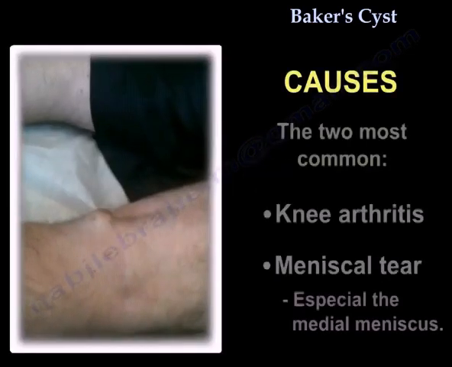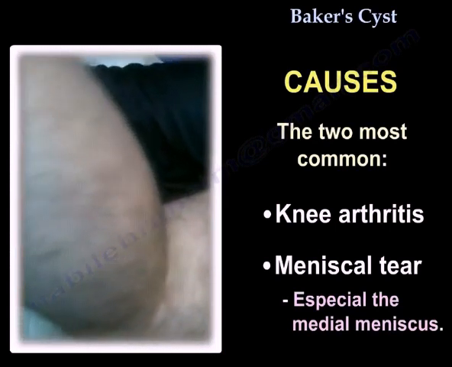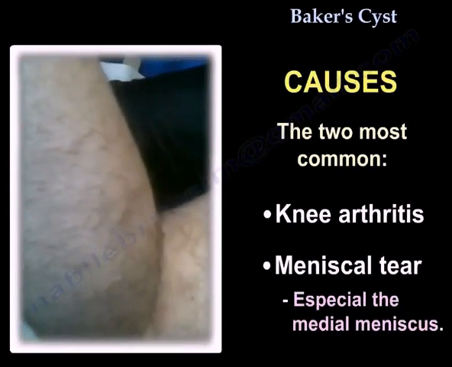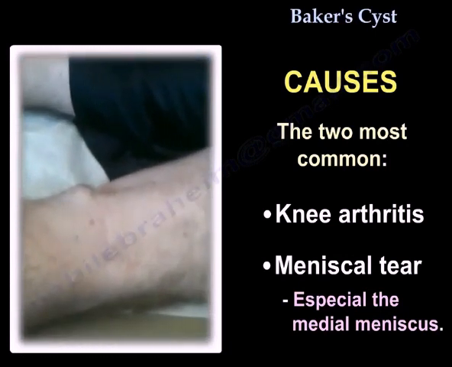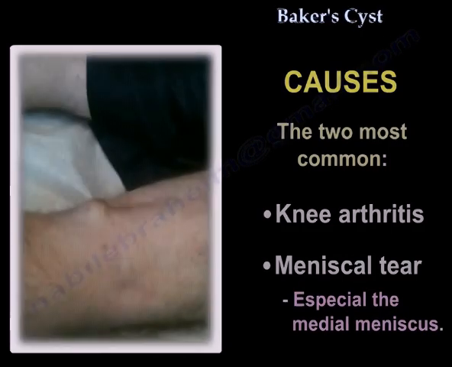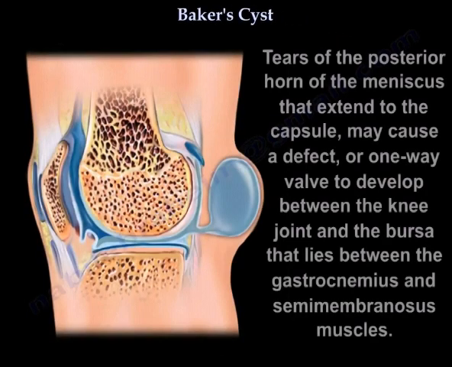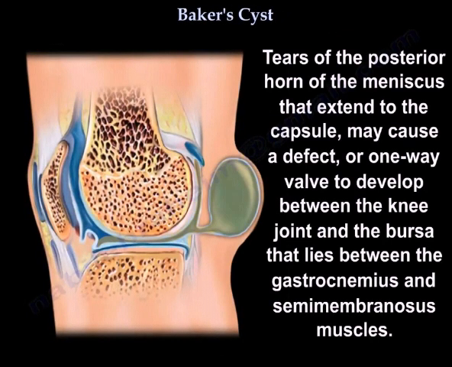So what causes the cyst? The two most common causes are knee arthritis and meniscal tear, especially the medial meniscus. Tears of the posterior horn of the meniscus that extend to the capsule may cause a defect or one-way valve to develop between the knee joint and the bursa that lies between the gastrocnemius and semimembranosus.